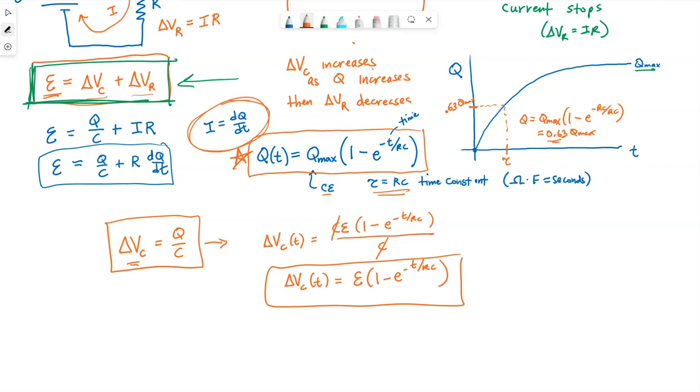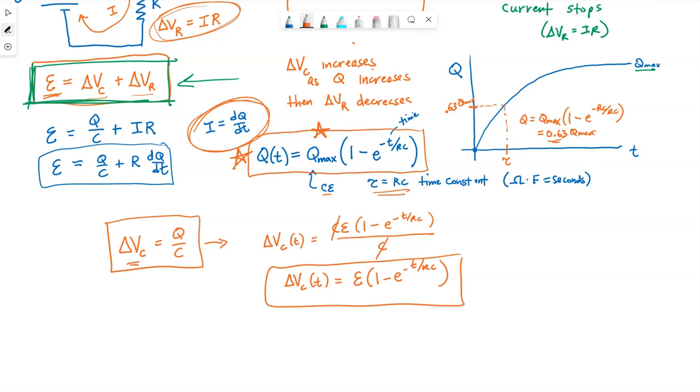Similarly, we could write an equation that describes the current as a function of time. We would just need to take the derivative of this charge equation. And then we could write an equation for the resistor, I times R. So the new part here is how this charge on the capacitor is accumulating with time. Capacitor does not charge instantaneously. It doesn't just instantaneously have a maximum amount of charge.